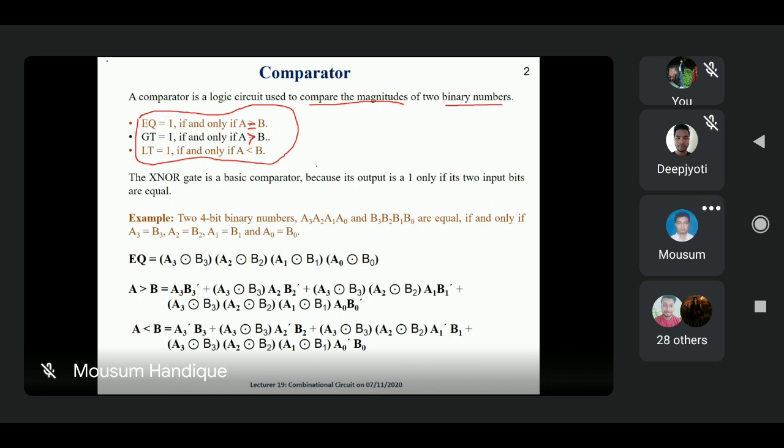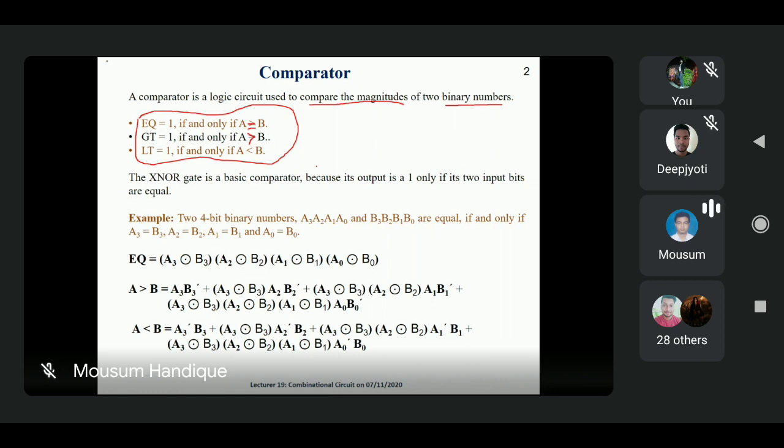So EQ equal to 1 means this occurs if and only if A equals B. GT equals 1 if and only if A is greater than B. And LT equals 1 if and only if A is less than B.